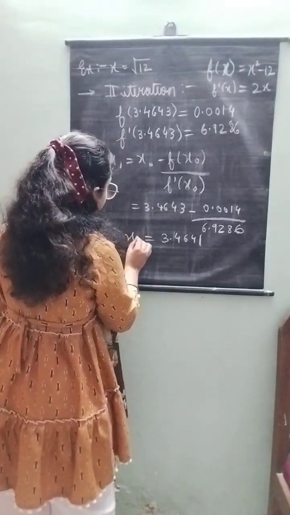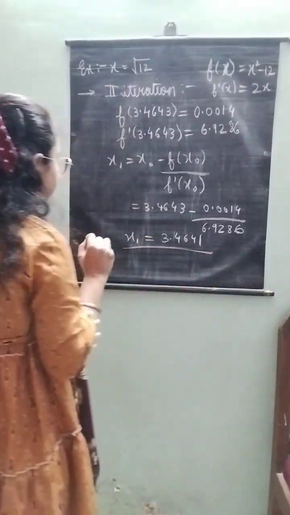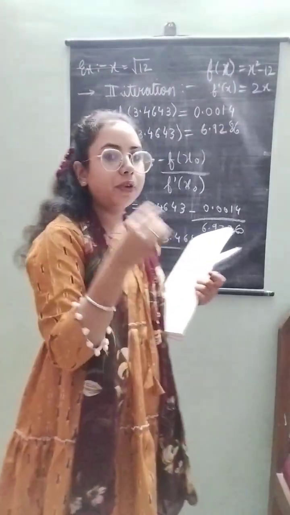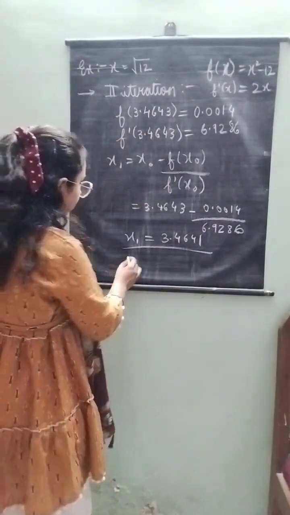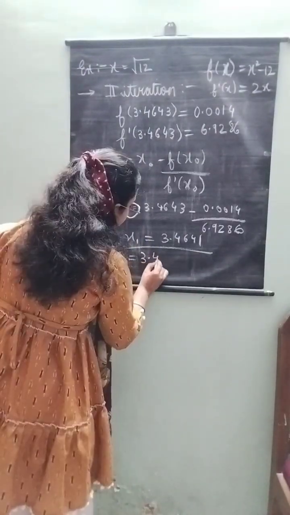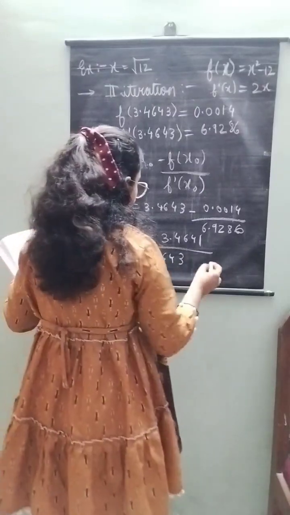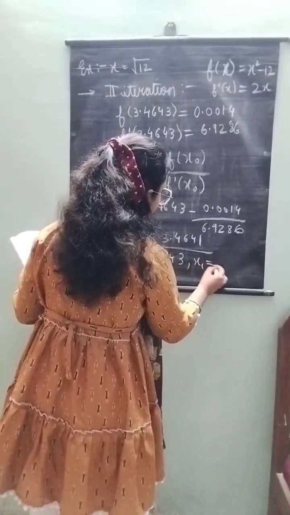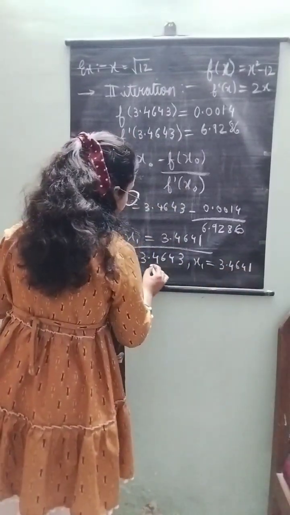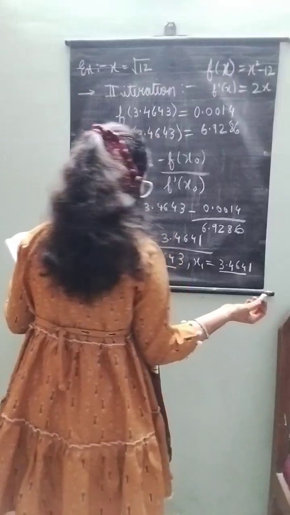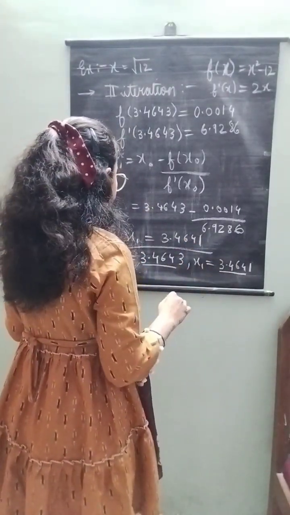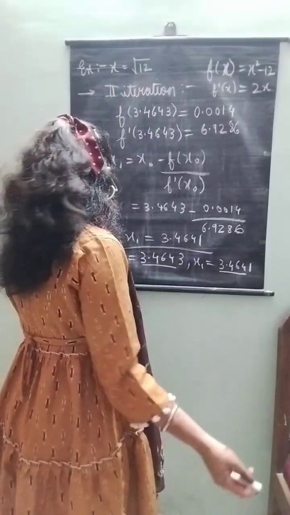So this is the value of another solution. And if we look at the previous value of x1, that was 3.4643, and here now we have got 3.4641. So up to 4 significant digits we have got the same, that is 3.464.